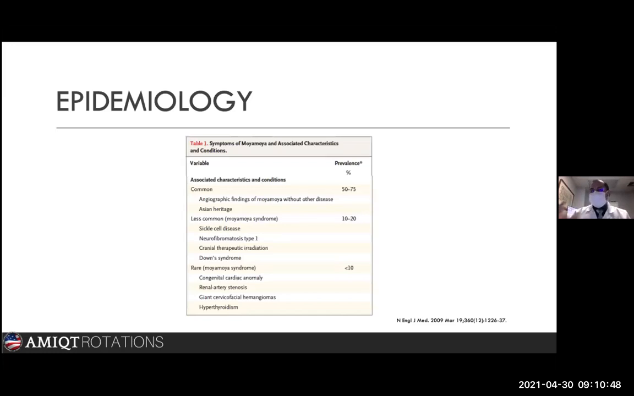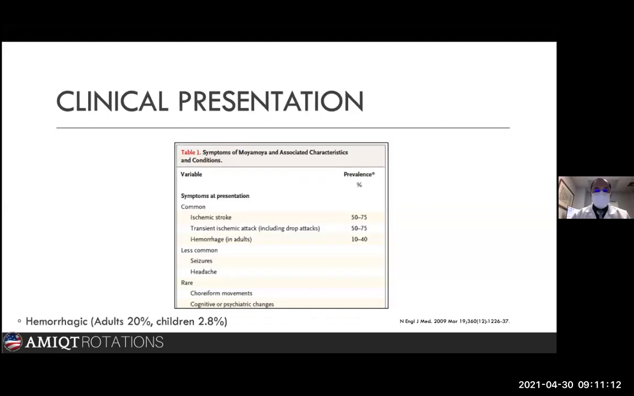Considering the definitions we gave at the beginning about Moyamoya disease and Moyamoya syndrome, Moyamoya disease, or the idiopathic form of it, is the most frequent one. It is 50 to 75% of cases. And 10 to 20% of cases are from Moyamoya syndrome, or due to an associated condition.